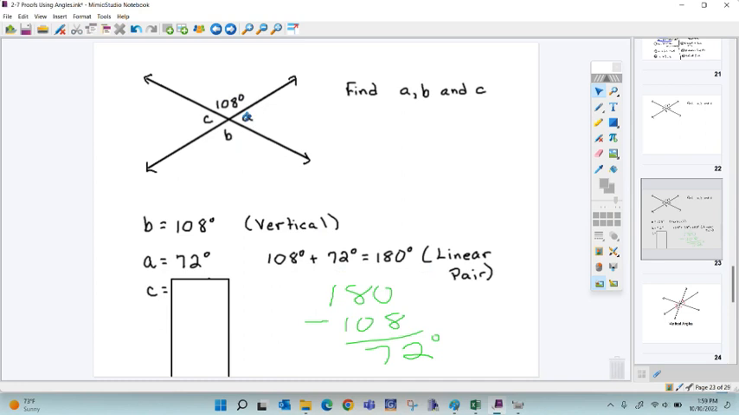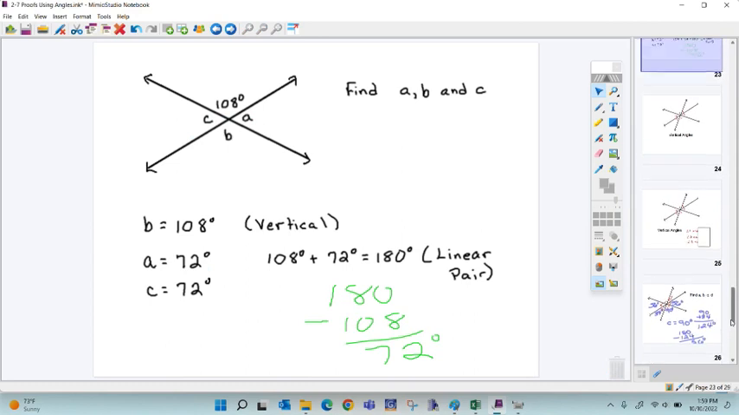So this one's 72. Once you know that this one's 72 without any work whatsoever, you can go straight across to its vertical angle and know that that's 72 as well. Okay, so like I say, these puzzle problems, to me, this is the fun part. When you're not really proving, but you're taking the information and you're finding the missing pieces.